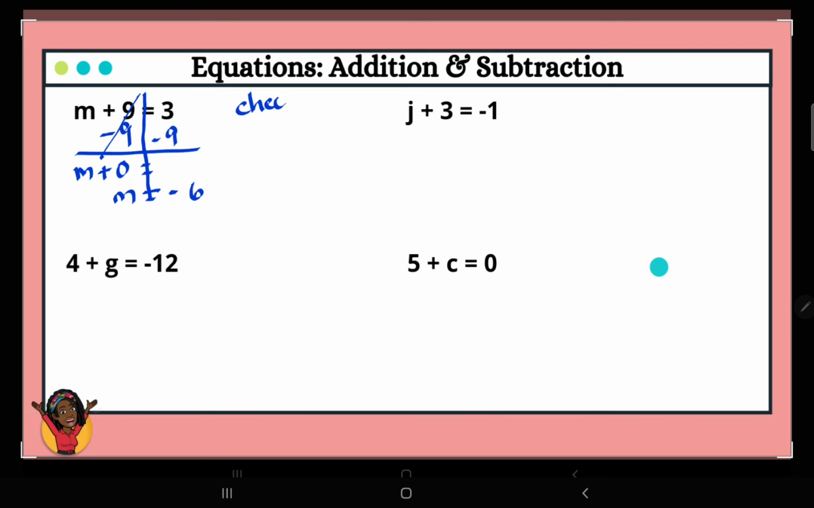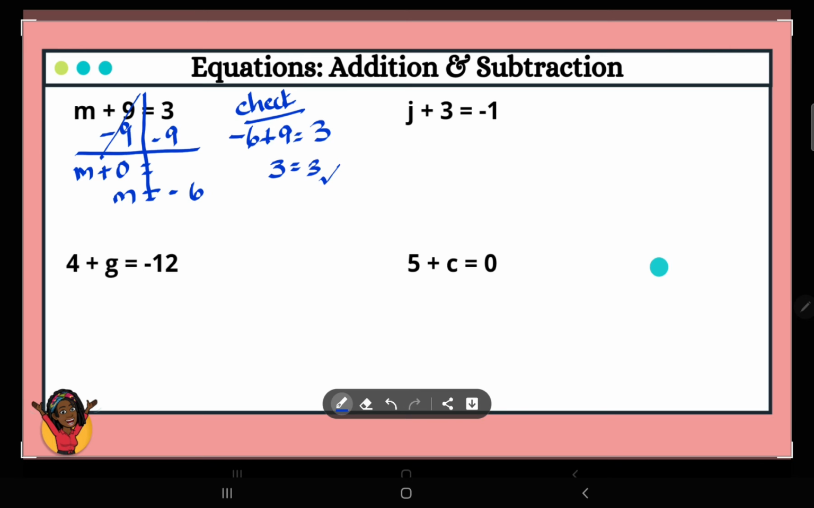Let's go ahead and perform a check by substituting the value of m back into the original equation. So negative 6 plus 9, we'll need that to be equal to 3. Here I have different signs, so I'm subtracting: 9 minus 6 is 3. Keep the sign of the larger number, which is positive. So 3 is equal to 3. That equation is balanced, so my answer is correct.